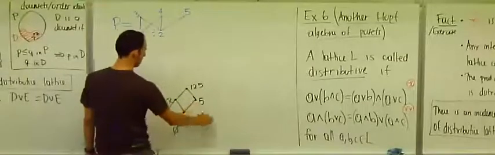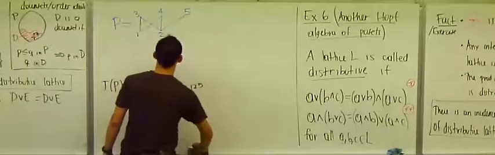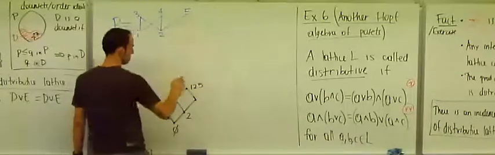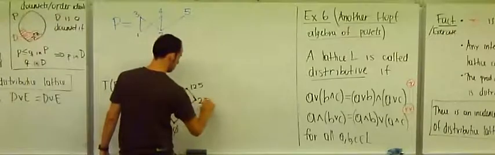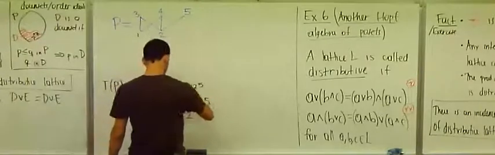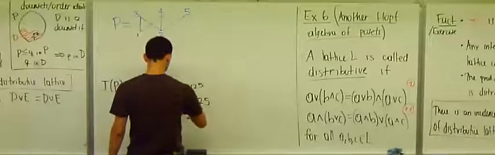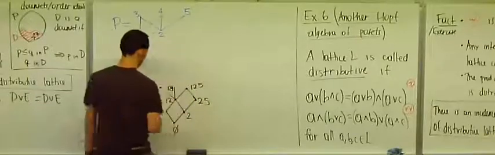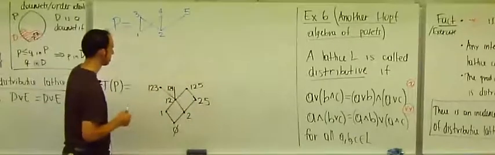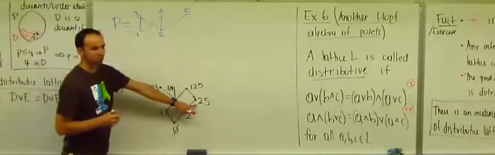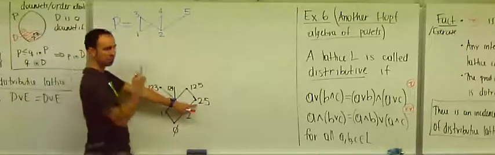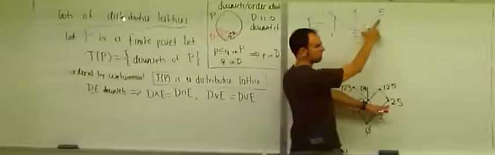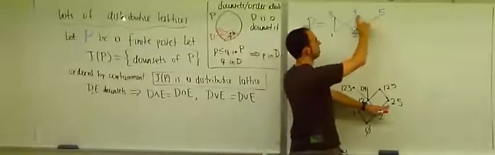Oh, sorry, this was 2, 5, right? If 5 is in the downset, 2 needs to be in there also. So this was 2, 5. But I said I can also add 1, 2. I can also add 4 or 3. Is there anything else that I can add to 2, 5? A single element. I can add 1, but I cannot add either of these guys.